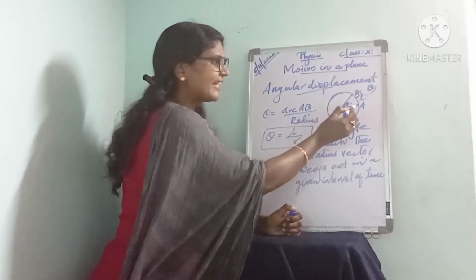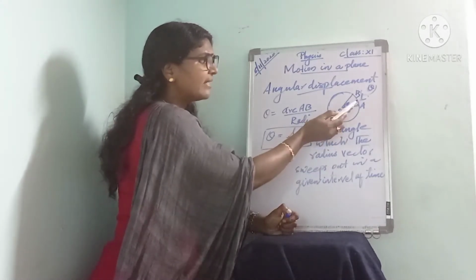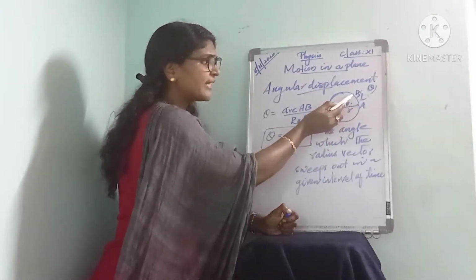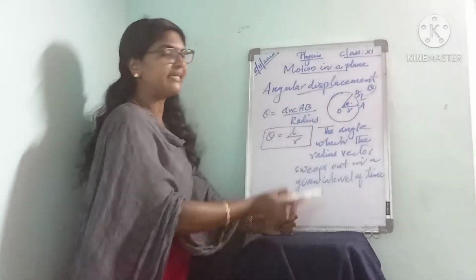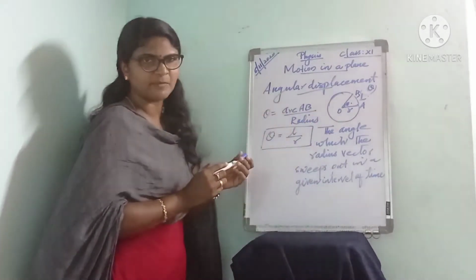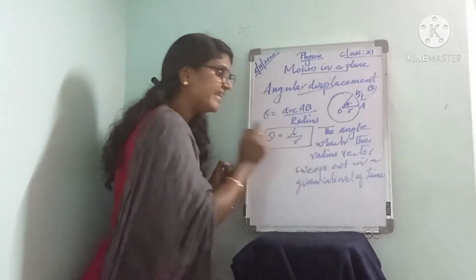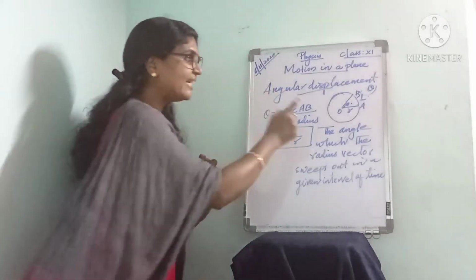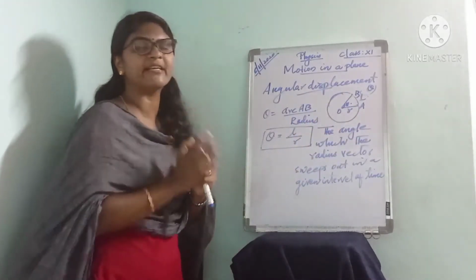Actually this is the radius vector. After a time t, it sweeps to the new position B. So it covers an angle of theta. That is the angular displacement. Angular displacement is the angle which the radius vector sweeps out in a given interval of time.